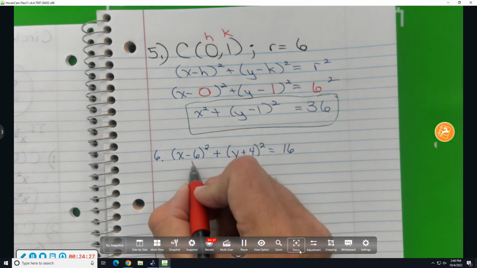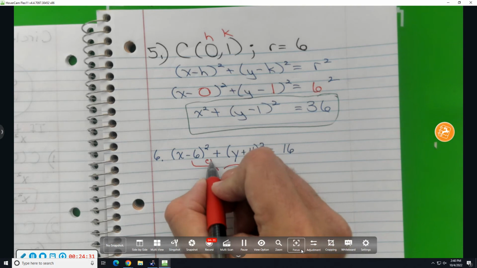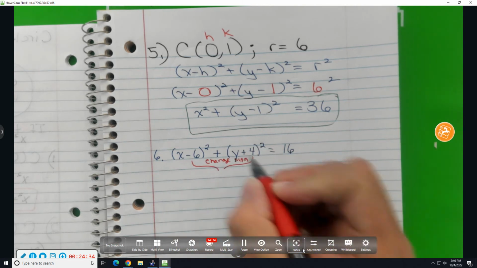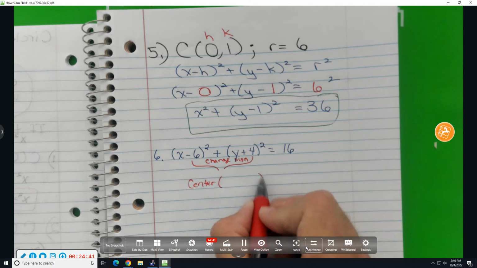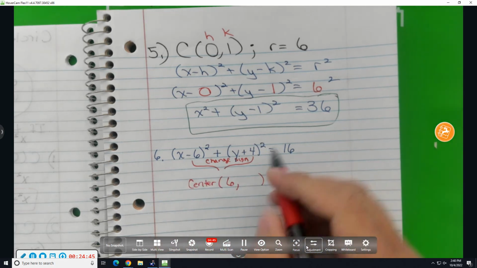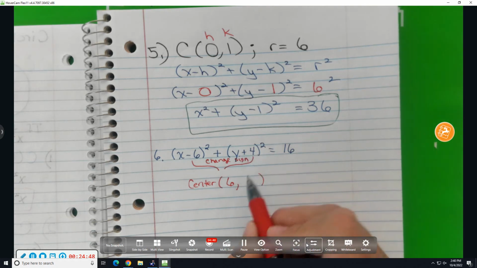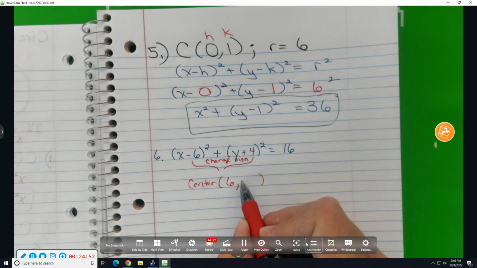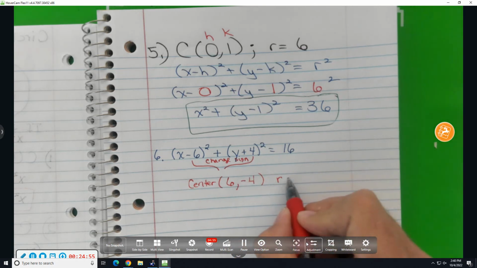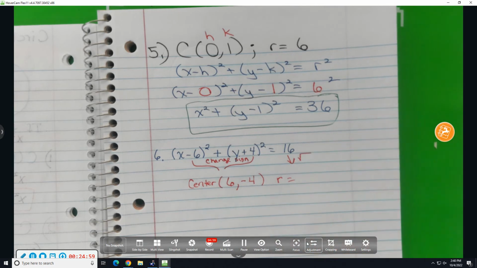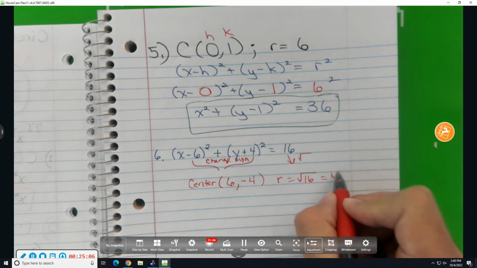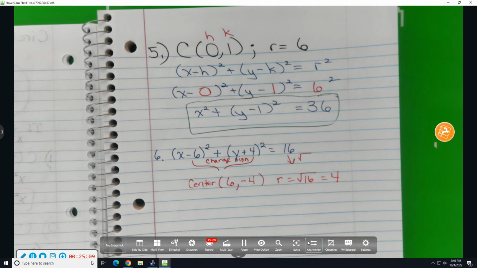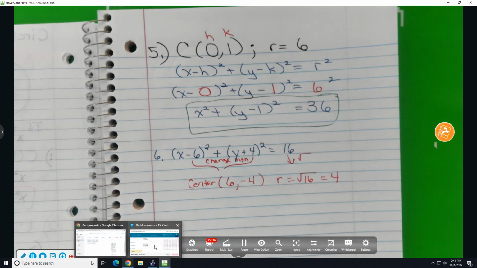So here, change signs. Change the sign of the number in the parentheses with x. That's going to give me the center. So instead of a -6, we have a +6. Change the sign of the number in the parentheses with y. What am I going to write for the y coordinate of the center? -4. To get the radius, take the square root. The square root of 16 is 4. Is that all we need in order to graph it? I think so. You need the center, you need the radius. So the center is at 6, -4.